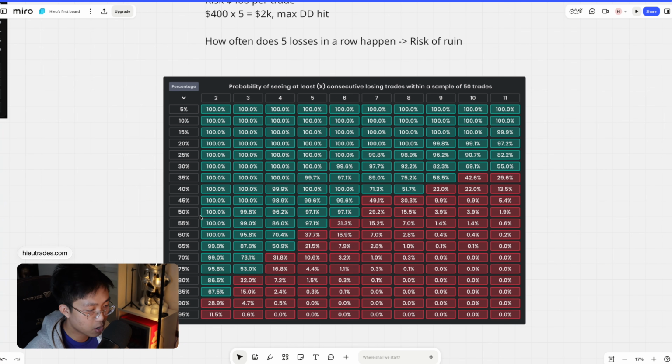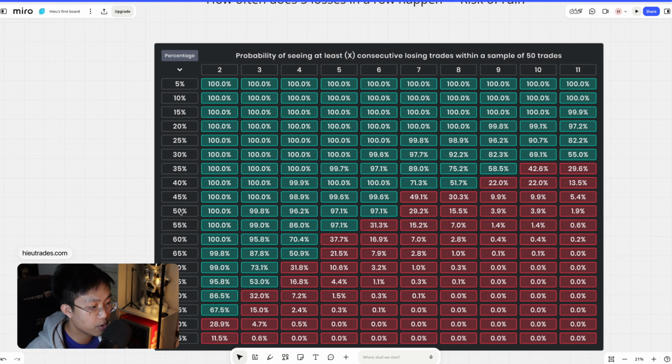So let's say over here, you have a 50% win rate. The chance of you incurring a losing streak of 2 is going to be 100%. However, the chance of this decreases as you increase the consecutive losing trades. When you go from 6 consecutive losing trades to 7 consecutive losing trades, you can see there is a massive gap, a massive jump here from losing 6 trades in a row to losing 7 trades in a row. So based on this information, if you have a 50% win rate, it is almost certain that you are going to experience a losing streak of 6 trades.